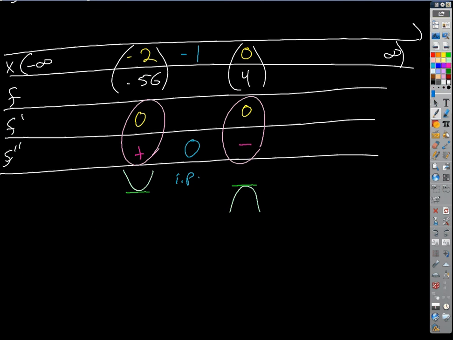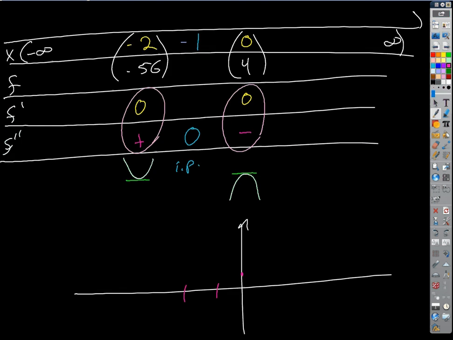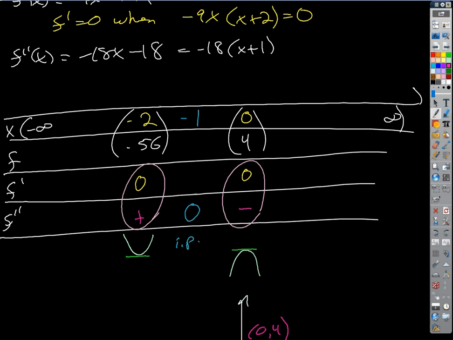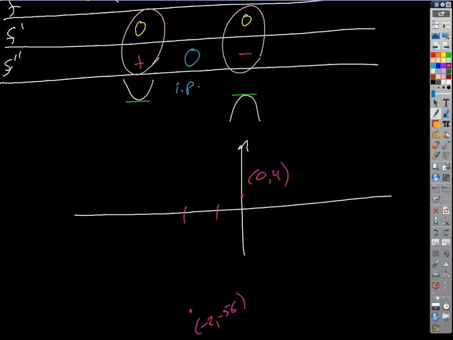Here's my x-axis. I know I've got a point up here at 0, 4, that's gonna be a maximum. I've got a point at -2, -56, way down here, that's gonna be a minimum. And if I wanna know the exact location of the inflection point, I could even plug -1 in, right? And then I've got my function that I know is gonna look like this.